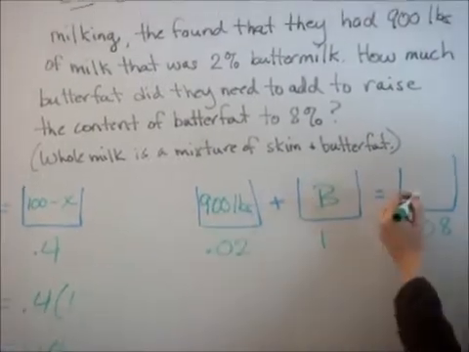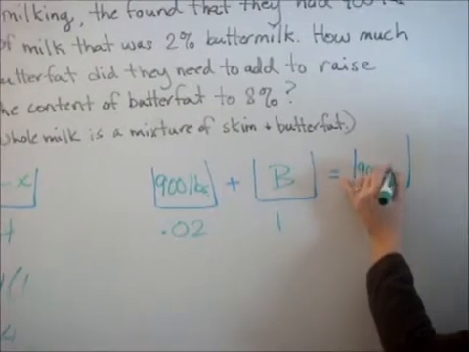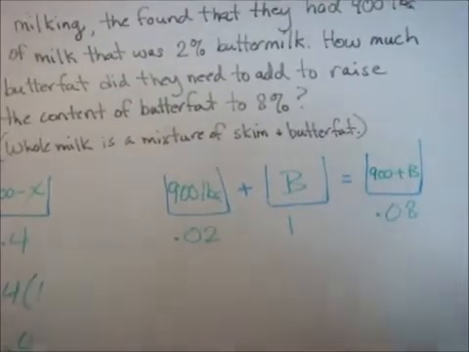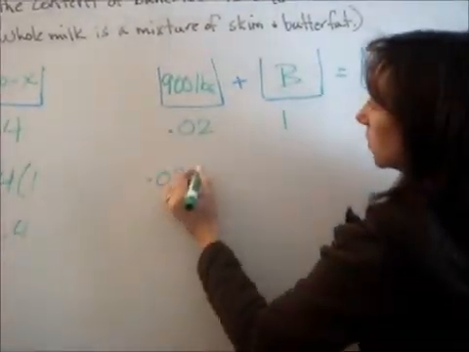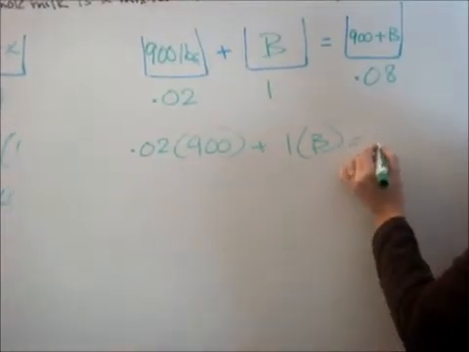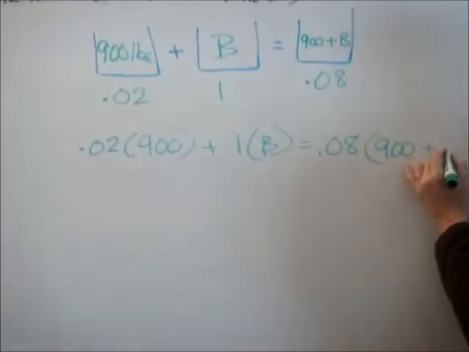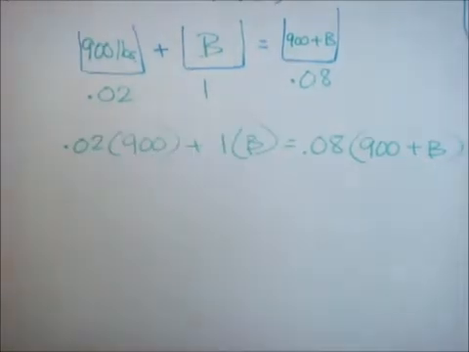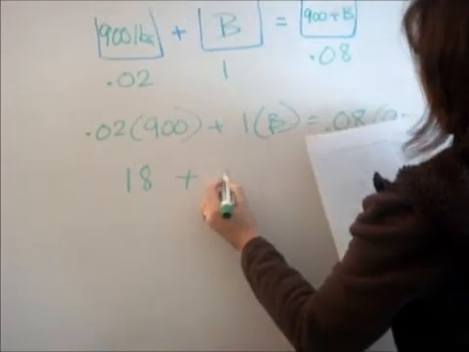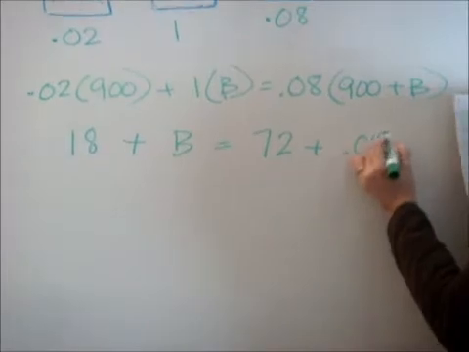So what's in this bin? Well, we have our skim milk plus our butter fat in that container. And now we just do our multiplication. We have one variable. We only need one equation. So we're going to have 0.02 times 900 plus 1 times our butter fat equals 0.08 times our new quantity, which is going to be our skim milk plus our butter fat. So now it's just a simple equation we have to multiply through. We're going to get 18 plus B equals 72 plus 0.08B.